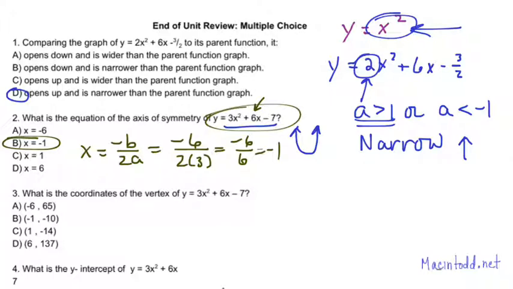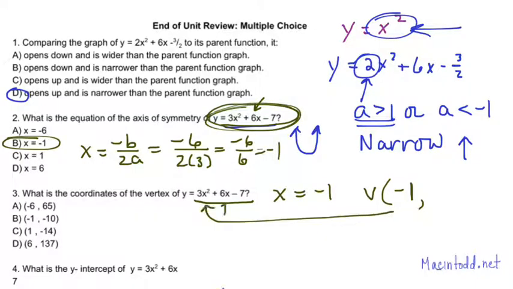Number 3, what are the coordinates of the vertex? The first thing I would notice is this equation is the same as the equation we just worked with. That means we already know, since we know the axis of symmetry, we know the x-coordinate of the vertex. The vertex is going to have to go through that same x value. To find the y value that goes with -1, I just have to plug -1 in for x.